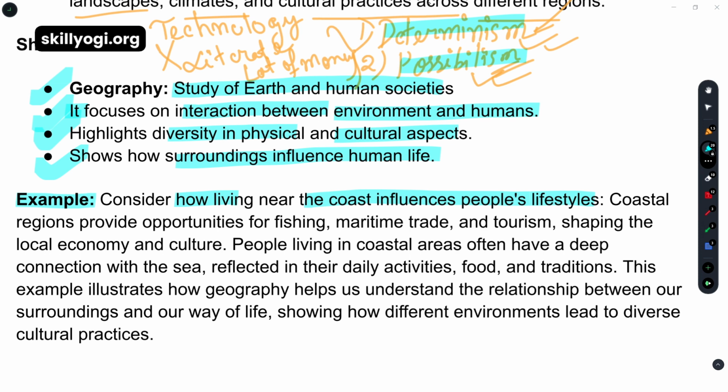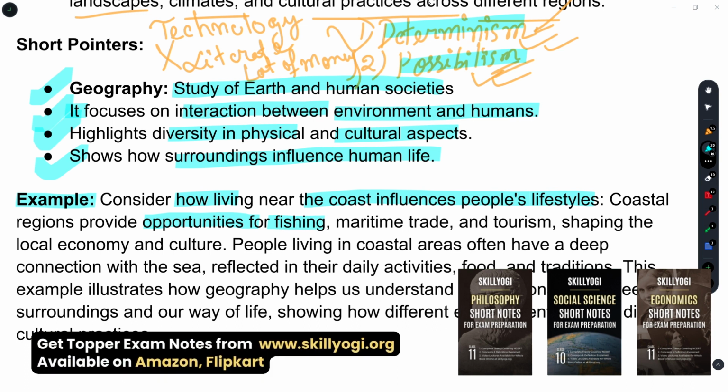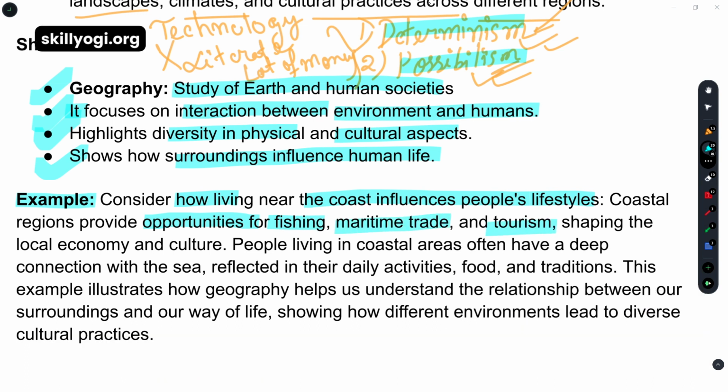Basically, the people's lifestyle. You can also tell me the answer: for the people living near the coastal area, basically they get the coast free of cost. So they will definitely take up fishing, maritime trade, and tourism as their occupation. That is written here: coastal regions provide opportunities for fishing, maritime trade, and tourism, shaping the local economy and culture.